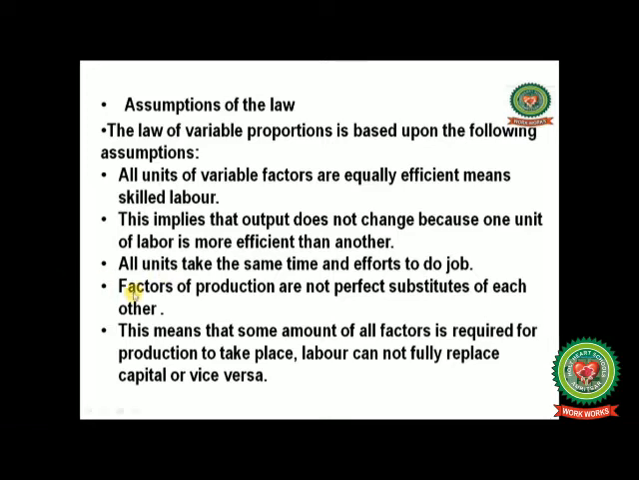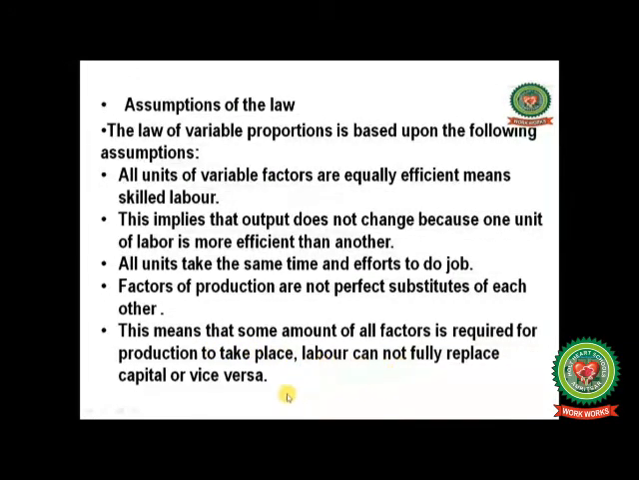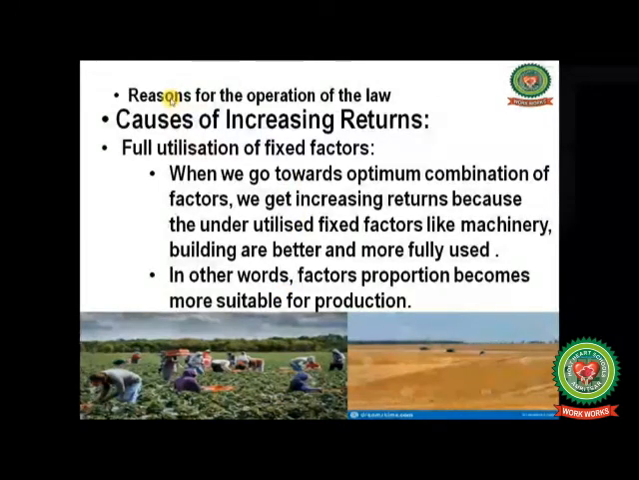So factors of production are not perfect substitutes of each other, meaning wherever machines are required, machines will be there, and wherever laborers are required, laborers will be there. So this means that some amount of all the factors is required for production to take place, meaning some machines and some laborers. Labor can't fully replace capital, or capital can't fully replace labor. Next, we will discuss the reasons for the operation of the law.